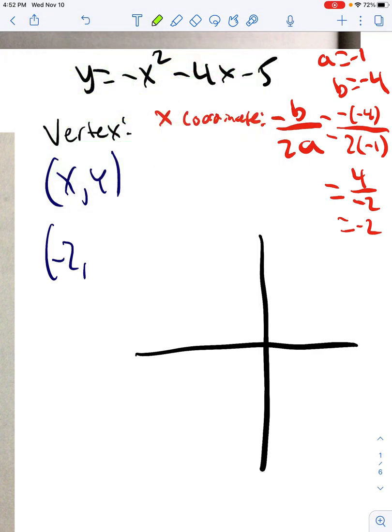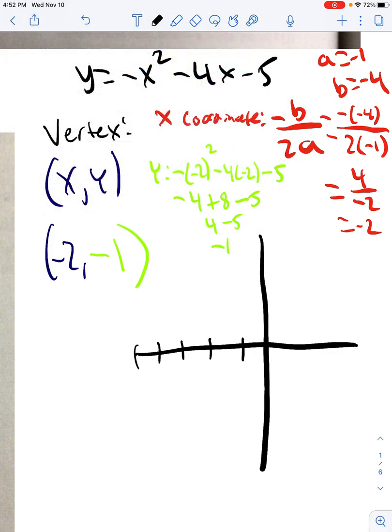So I know that my x coordinate is negative 2. And I've got this super nice equation that, hey, if I want to find the y coordinate, all I need to do is take my formula and plug it in. So every time I see an x, I'm going to plug in a negative 2. Negative 2 squared minus 4 times negative 2 minus 5. Negative 2 squared is positive 4. Keep the negative on the outside. Negative 4 times negative 2 is positive 8 minus 5. Negative 4 plus 8 is 4 minus 5, which gives me negative 1. So my x, y coordinate is going to be negative 2, negative 1.